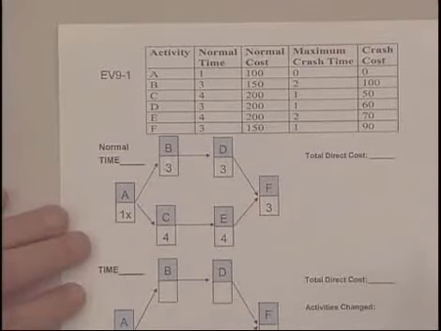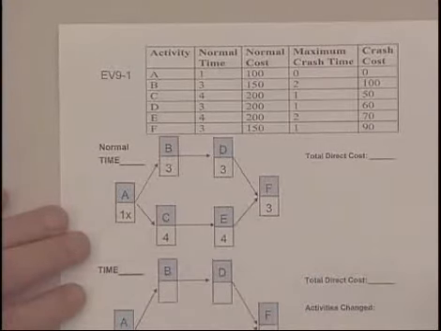Now I'm going to do the first crashing problem. Here we have a network, and we're interested in reducing the duration of this project, and we want to do it as cheaply as possible. So we're going to use the least cost method of crashing or reducing the duration of a project. So the first thing we need to do is figure out how long it would take normally and what the total direct cost would be.